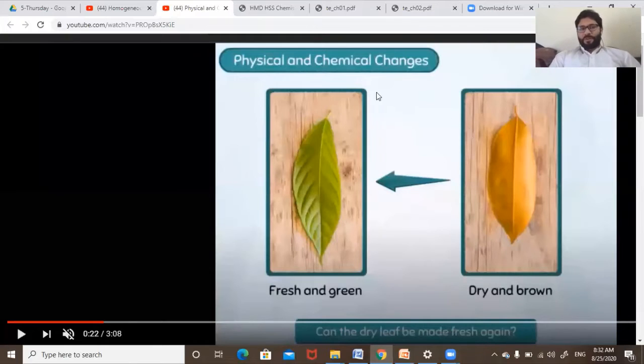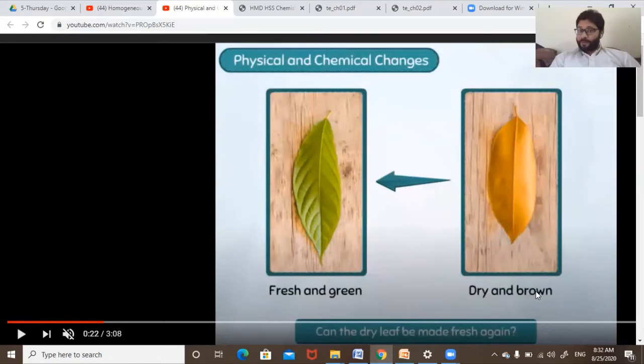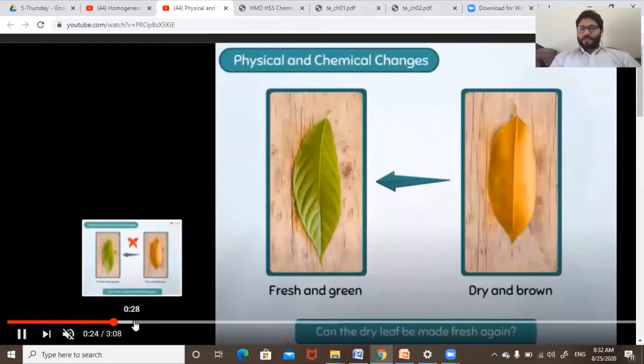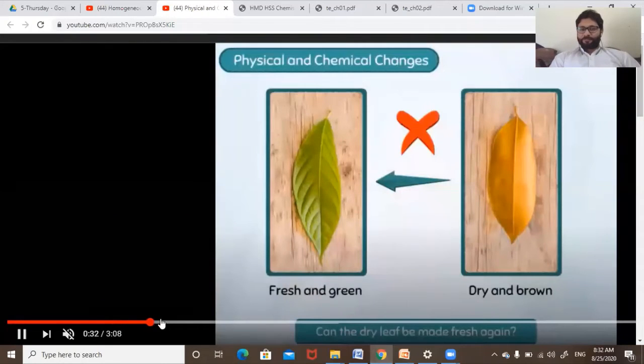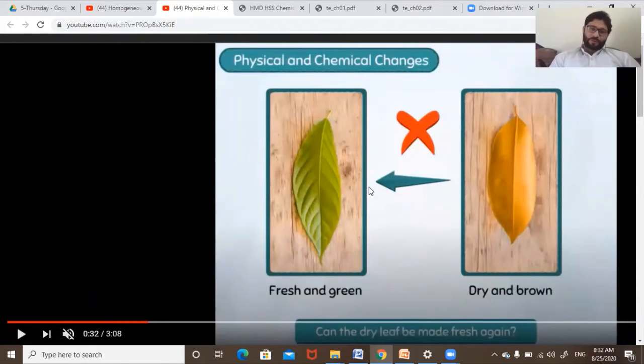If you look into this one, you can see that a fresh and green leaf now converts into a dry and brown leaf. So it means that in this case, some sort of chemical change takes place. Now if we are moving towards the next example, you can see over here. Okay, let me show you this one. The cross sign over here and the reversible process over here now.